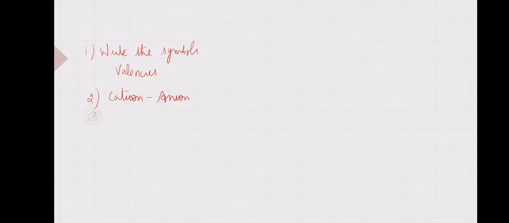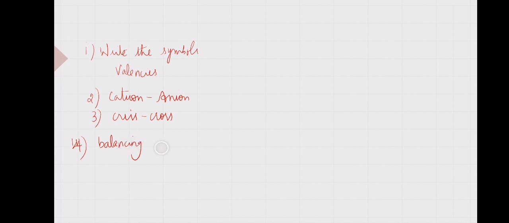Third step is then crisscross their charges. Crisscross their charges or valencies to get the formula. Fourth one is the positive and negative charges must balance each other. So balancing must be done, and the overall structure must be neutral.